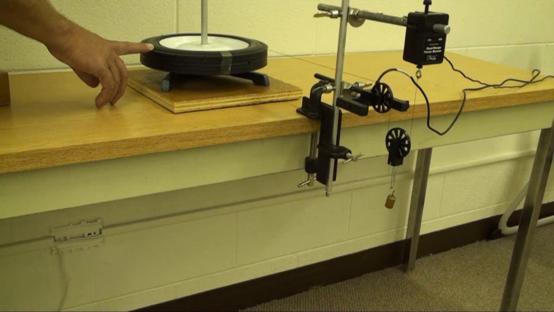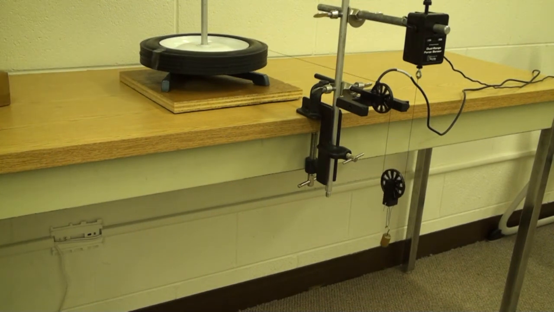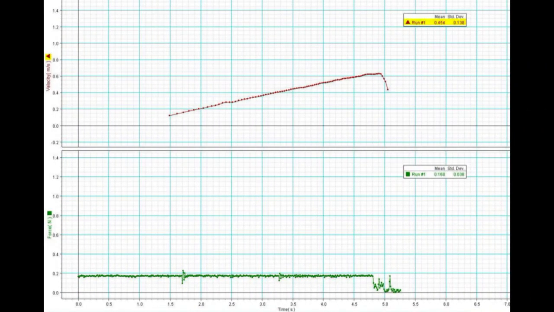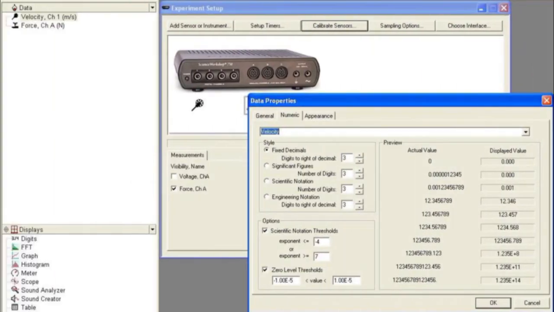Now hang a small weight from the movable pulley, click Start, and allow the torque from the string tension to angularly accelerate the wheel. The upper plot is tangential velocity versus time, as recorded by the smart pulley. The lower plot is force versus time from the force sensor. Increase the numerical accuracy of the velocity and force displays to 3 places behind the decimal.